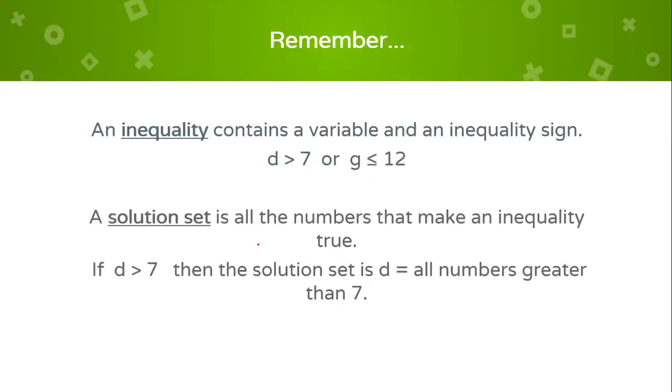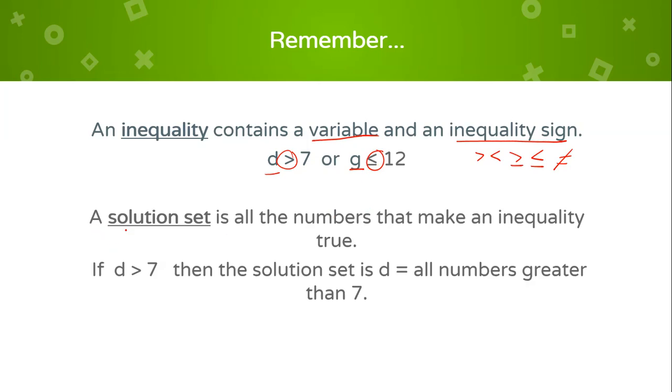Before we do that, though, I want to talk about some vocab. An inequality, and I see a lot of errors on this in math boxes. So let's make sure we know what we're talking about. An inequality always contains a variable, okay, and an inequality sign. You remember all those inequality signs: greater than, less than, greater than or equal to, less than or equal to, not equal to. And we also have a variable. So D is greater than 7 would be an inequality, or G is less than or equal to 12. Here's the variable. Here's the inequality sign.